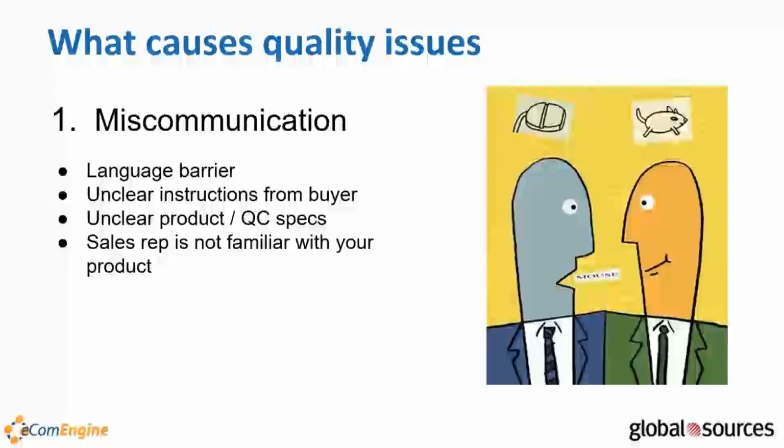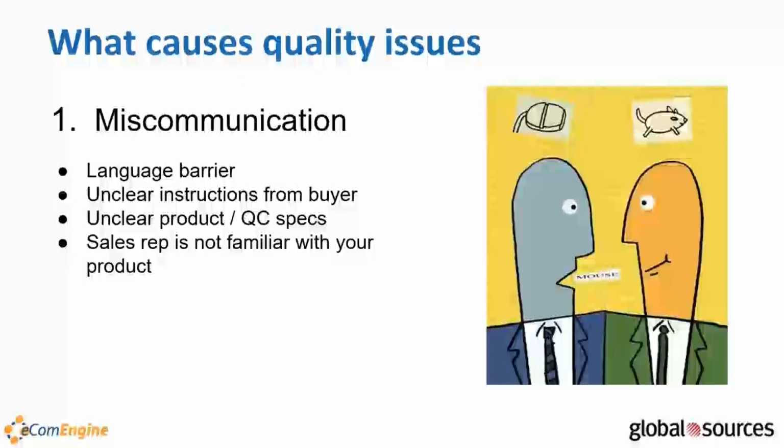Another issue is unclear product and QC specifications. This is another common cause for quality-related problems. For example, the buyer might not have indicated what specific type of finishing they want on a product. And in such a situation, the supplier is likely to use the finishing that costs them the least.